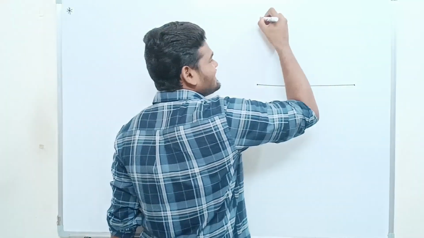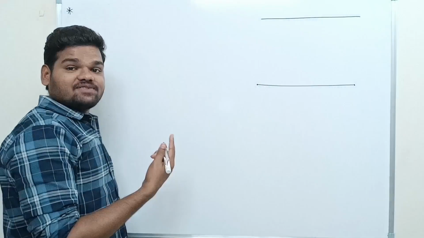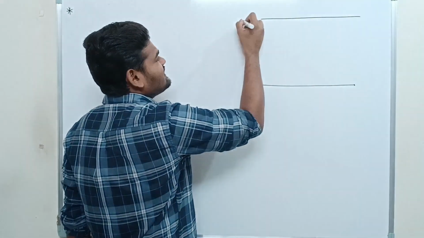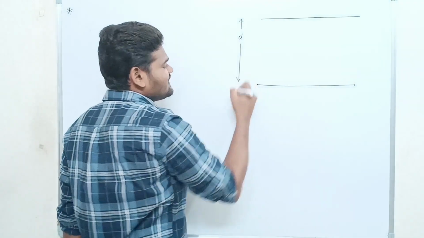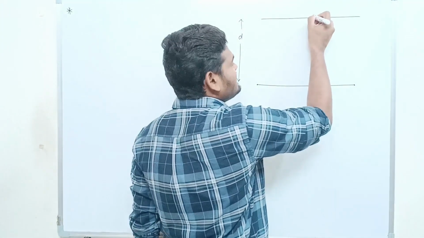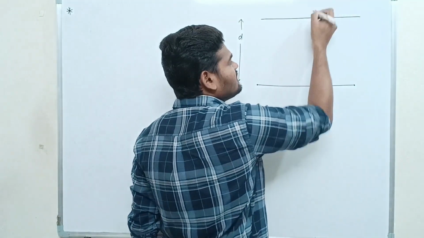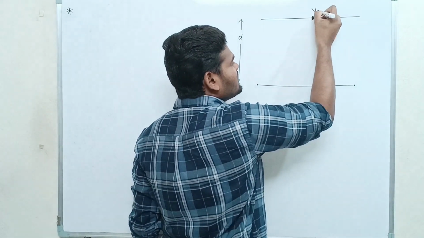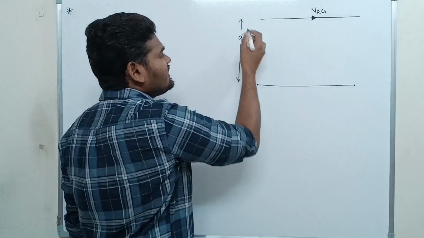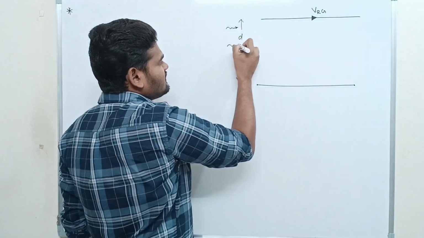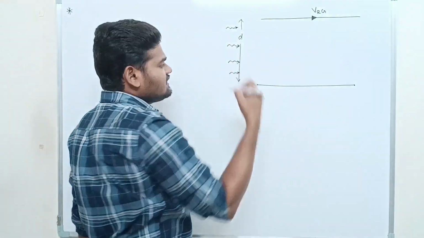So here I'm taking the river. As we know, D is the width of the river. Now this river is flowing in this direction. So what is this? Velocity of river with respect to ground. It is flowing in this direction, like this.